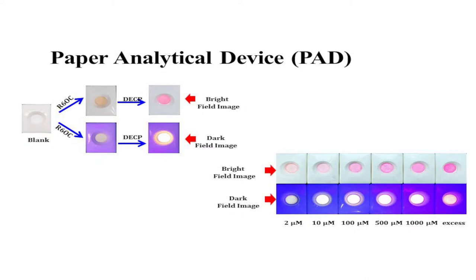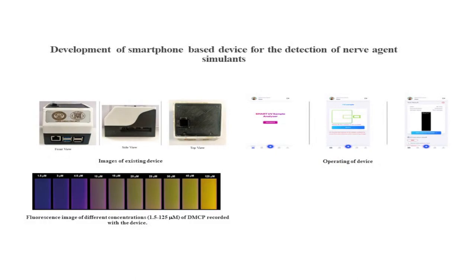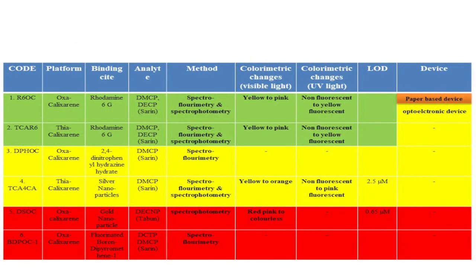So we have used our Calyx platforms for the detection of simulants of some warfare agents as well. This is the device which is in process. We are making it so that we can take it to the field, or anywhere we want, and with our reagent we can sense it there and then itself. It is battery operated, and the device is being supported by our mobile. So these are various platforms which we have used for the detection of various analytes, which are simulants for the various warfare agents. This is the thing which we are developing. It is in the process of development.